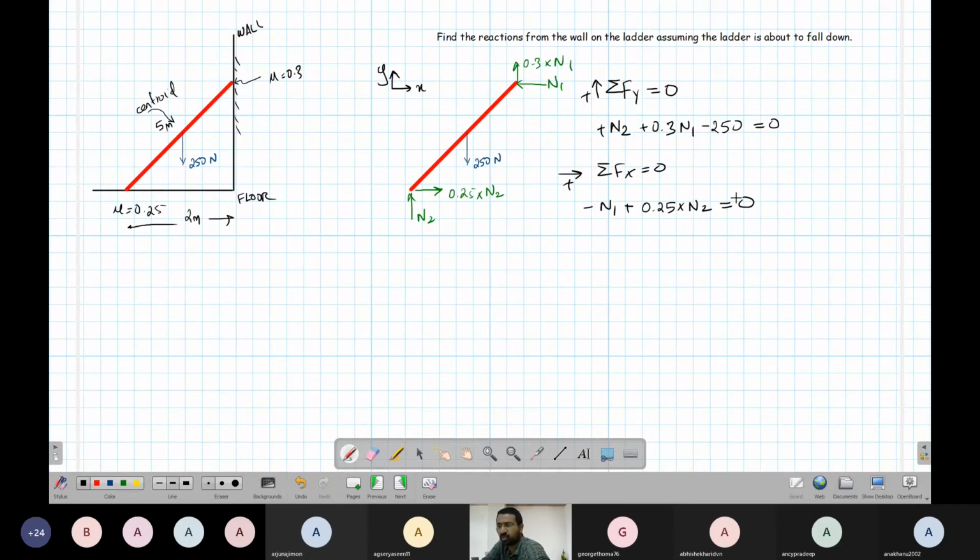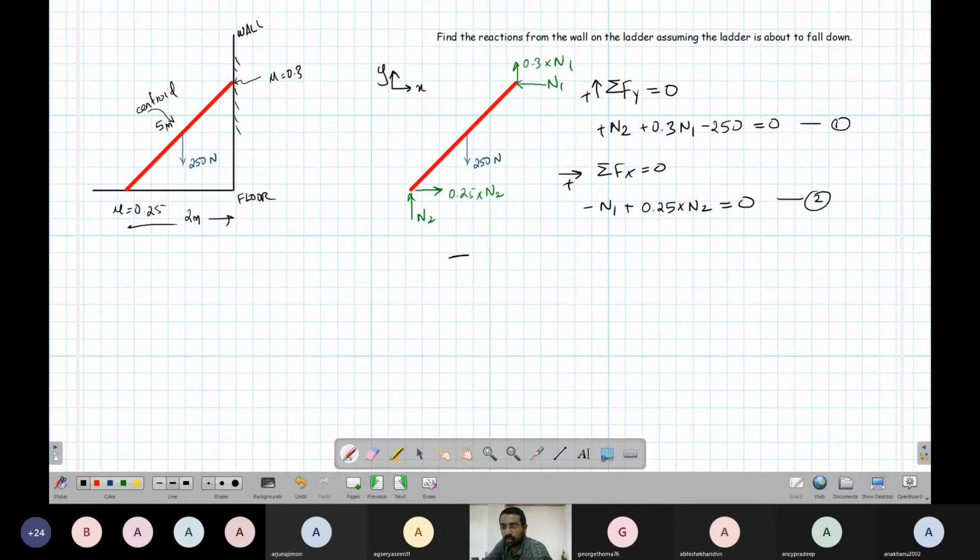But actually, if you combine these two, you will be able to solve this problem. Let's say this is my equation 1 and this is my equation 2. So there is another way of solving it.